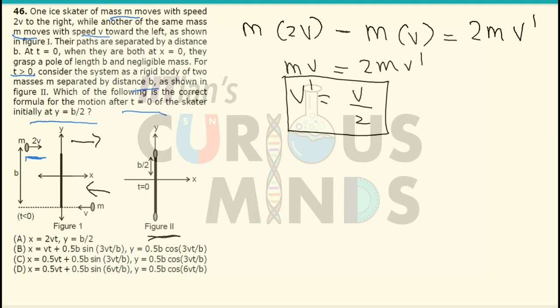Since it is positive, I can clearly say that the rod moves in the right-hand side direction, because right-hand side is positive. Let this be equation number 1. I will use this later. Now this is the conservation of linear momentum.